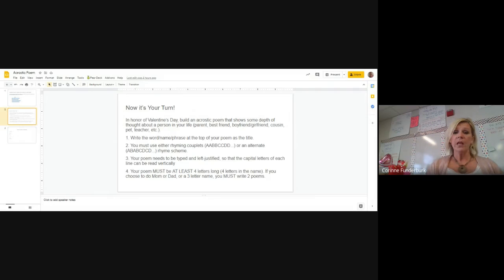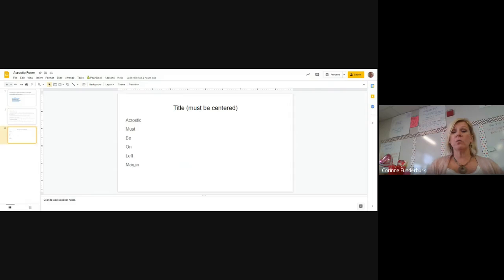Your poem needs to be typed, obviously, and left justified so that the capital letters of each line can be read vertically. Your poem must be at least 4 letters long, like 4 letters in the name. If you choose to do mom or dad, you can't do much rhyming with just 3. So, or you do a 3-letter name because you're trying to come up with the shortest thing you can do, you're going to have to write 2 poems then. Okay? So this is how you're going to do it. I've done one for you. Well, you're going to use this example.